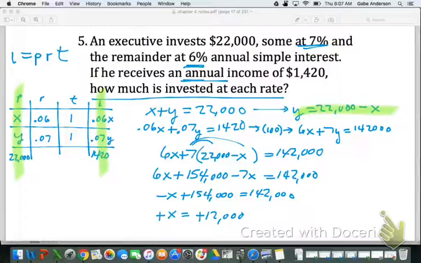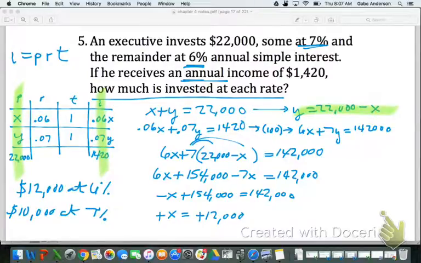So it looks like $12,000 is going to go into which investment? The 6%. So we're going to say $12,000 at 6%. So then how much is going in at 7%? 10,000, because the total was 22, right? So you could plug back in and get the 10,000 from any of the equations. We would say 10,000 at the 7% interest, and we've got it.